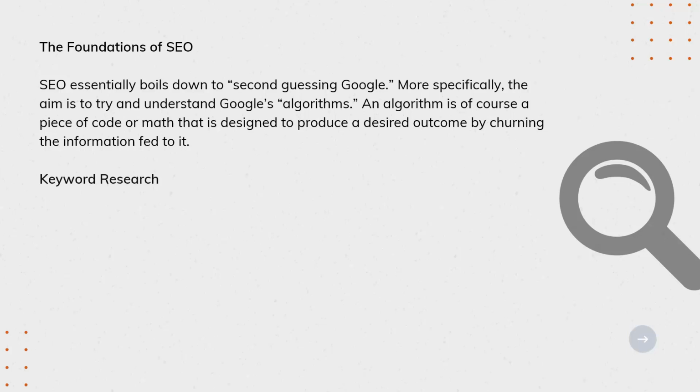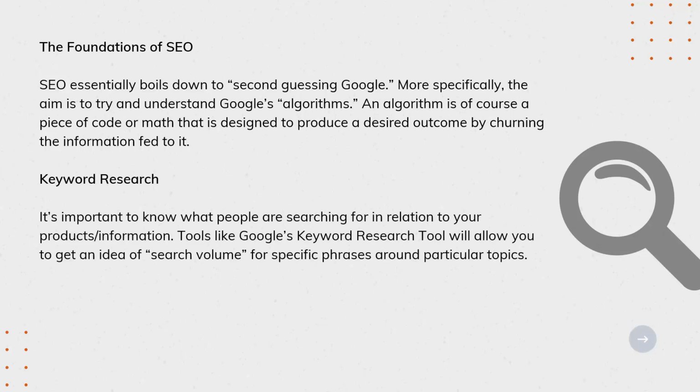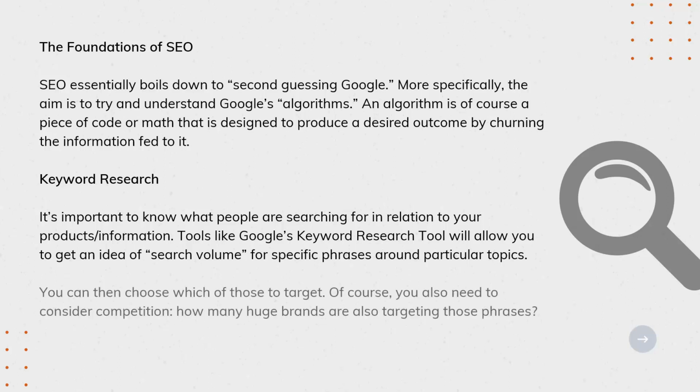Keyword search. It's important to know what people are searching for in relation to your products and information. Tools like Google's Keyword Research tool will allow you to get an idea of search volume for specific phrases around particular topics. You can then choose which of those to target. Of course, you also need to consider competition. How many huge brands are also targeting those phrases?